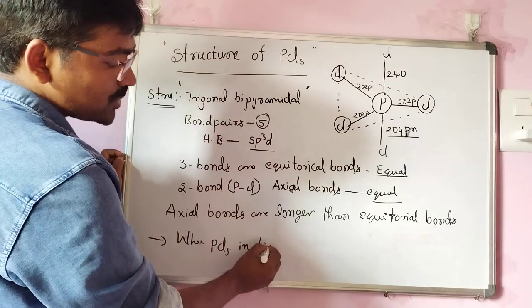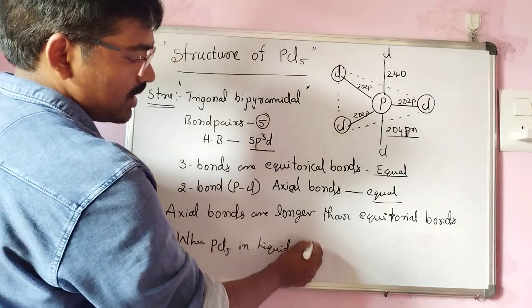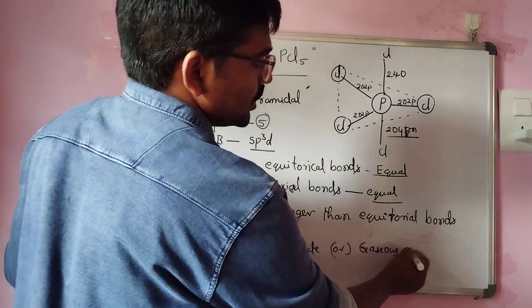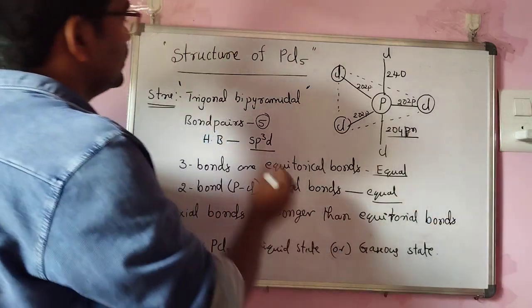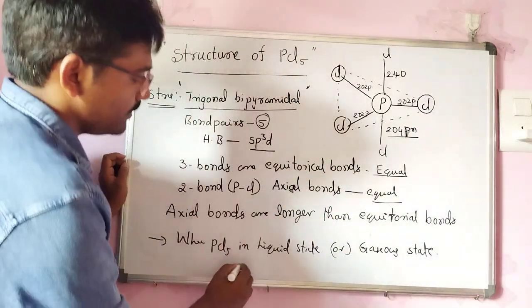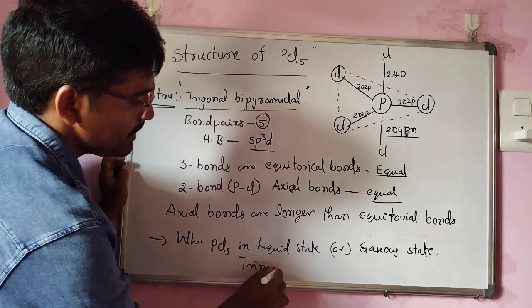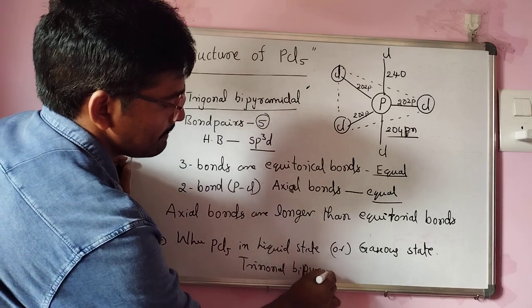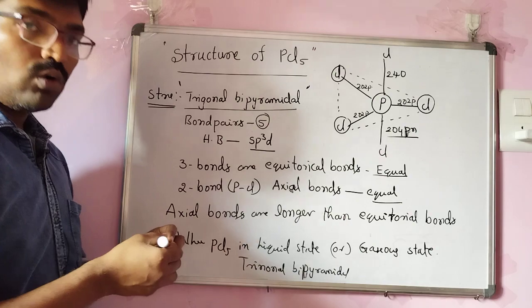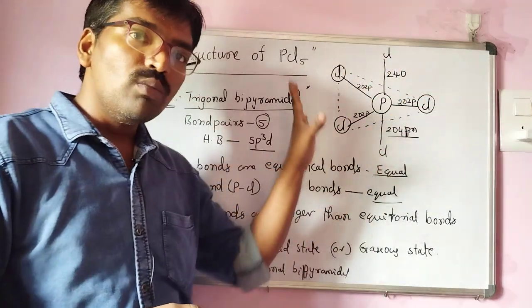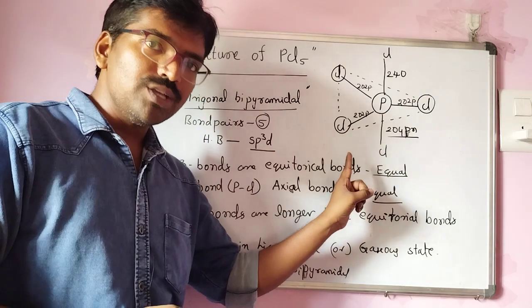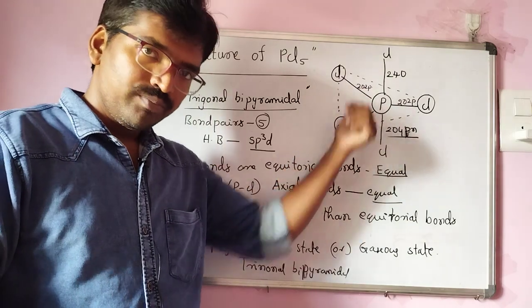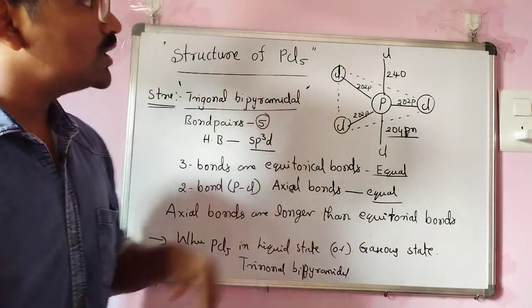This trigonal bipyramidal structure is present when PCl5 is in liquid state or in gaseous state. You should remember how the structure is arranged, how many bond pairs are there, what the hybridization of the phosphorus atom is, how many equatorial bonds there are, and how many axial bonds there are. One more thing you have to remember.